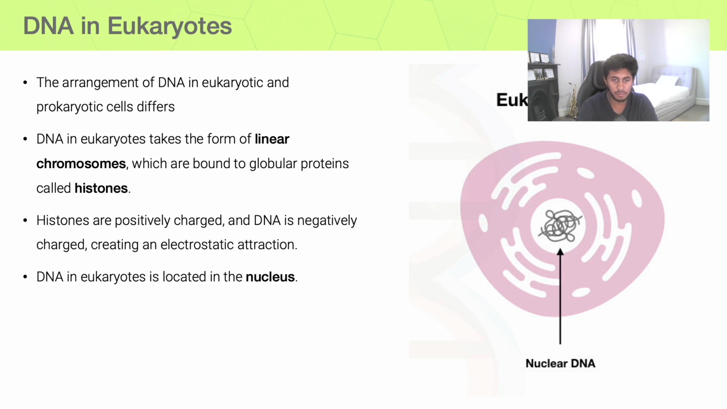So these histones are positively charged, and DNA is negatively charged, and that's what creates this attraction that allows DNA to bind to these histones. This is really important a little bit later on when we look at histone modification. But just for now, just know DNA and histones have opposite charges, so attract. And DNA in eukaryotes is located in the nucleus of the cell, and we'll learn more about the cell organelles and different parts of the cell a little bit later in topic 2.